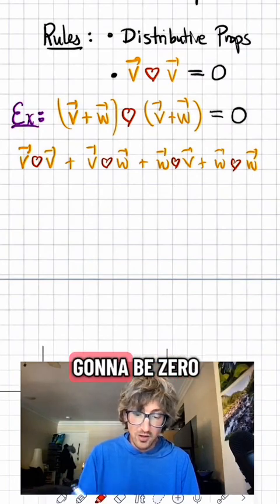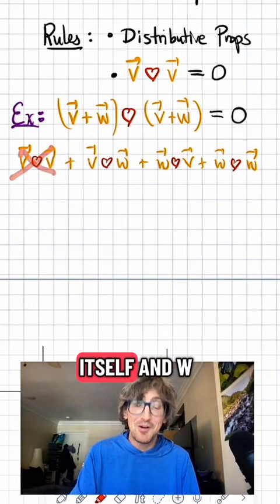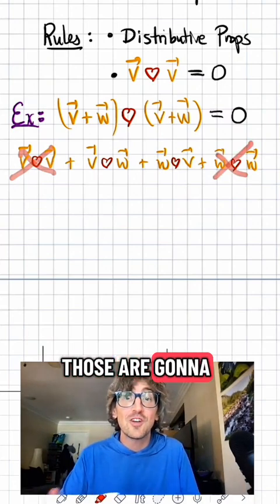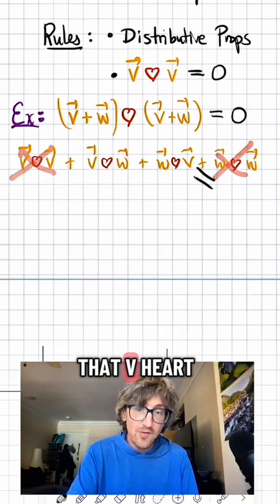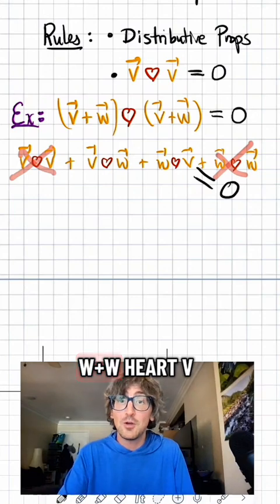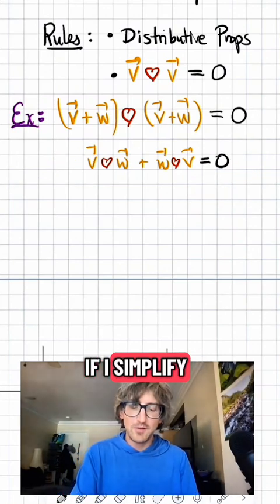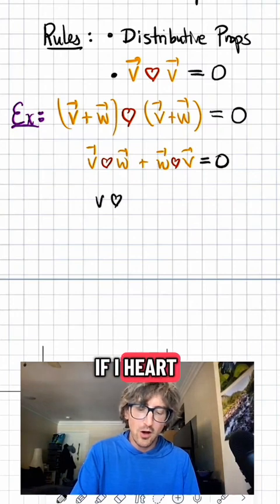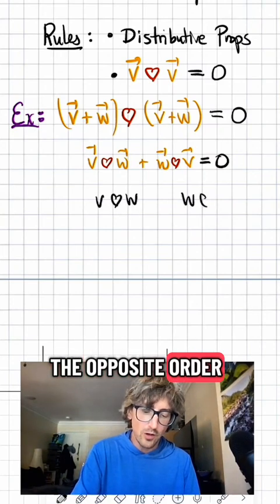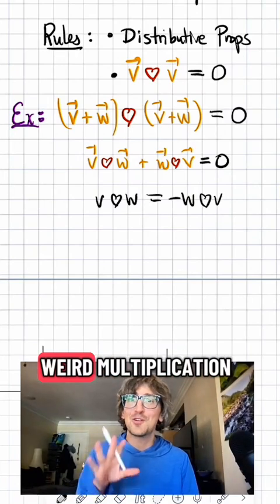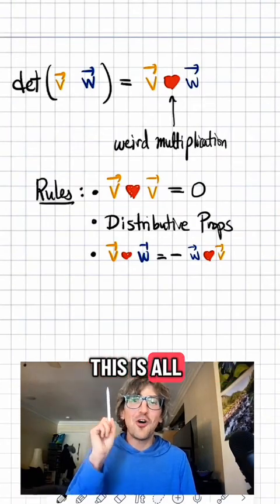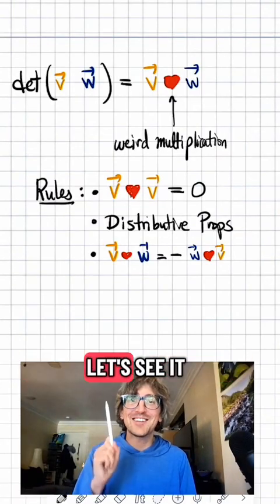Some of these terms are going to be 0, like v times itself, and w times itself, those are going to vanish. And so what I have is this wonderful equation that v heart w plus w heart v has to be 0. If I simplify this equation a little bit, I see that if I heart 2 vectors in the opposite order, one has to be the negative of the other. I told you this was a weird multiplication. It turns out this is all you need to calculate determinants. Let's see it in action.